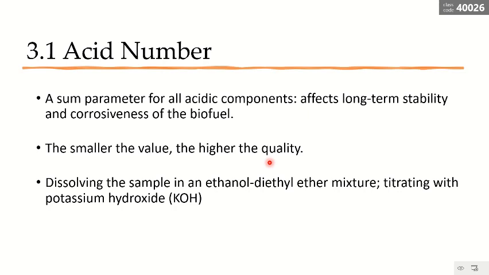Okay, so we know the meaning of this assay number. We also know that we want this assay number to be low. How do we detect it? How do we measure it? Okay, so we are going to titrate it. The titration method is from the previous page. I believe you still remember. We are going to titrate the sample with potassium hydroxide.